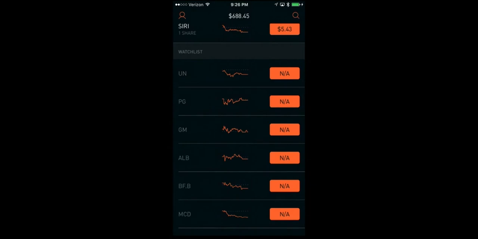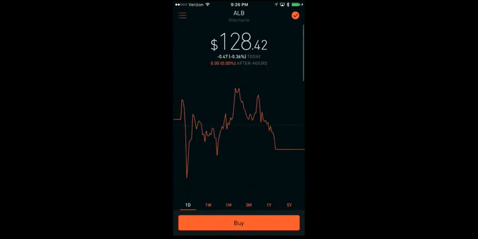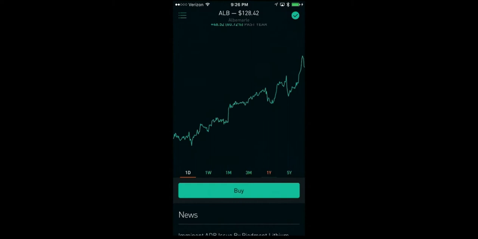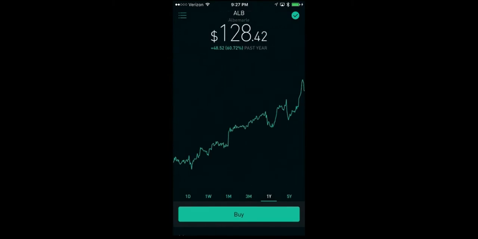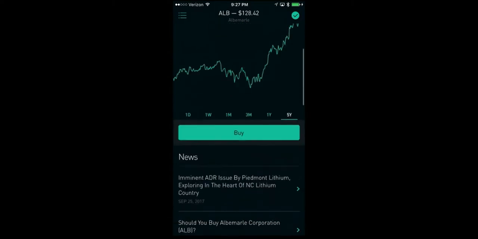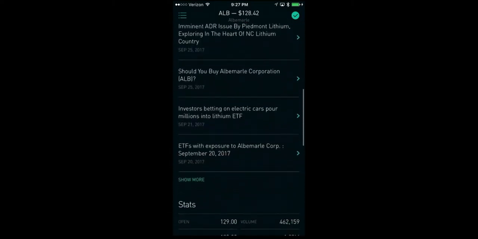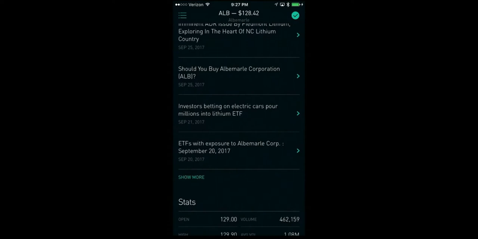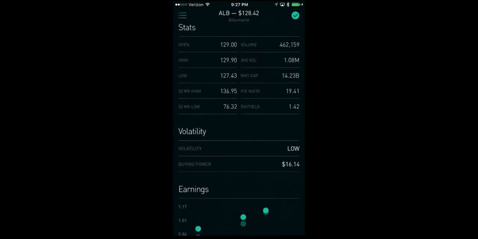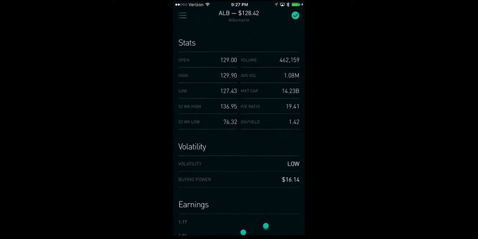All right, so next one is Albemarle. So Albemarle is, to me, I feel unique. They're in a great position. Over the last year, as you can see, up 60%+. 5 year, 162%. And there's a reason for this. Albemarle is actually the number one lithium producer. And, of course, it has a quarterly dividend, 1.42. As you can see, 14.23 market cap.